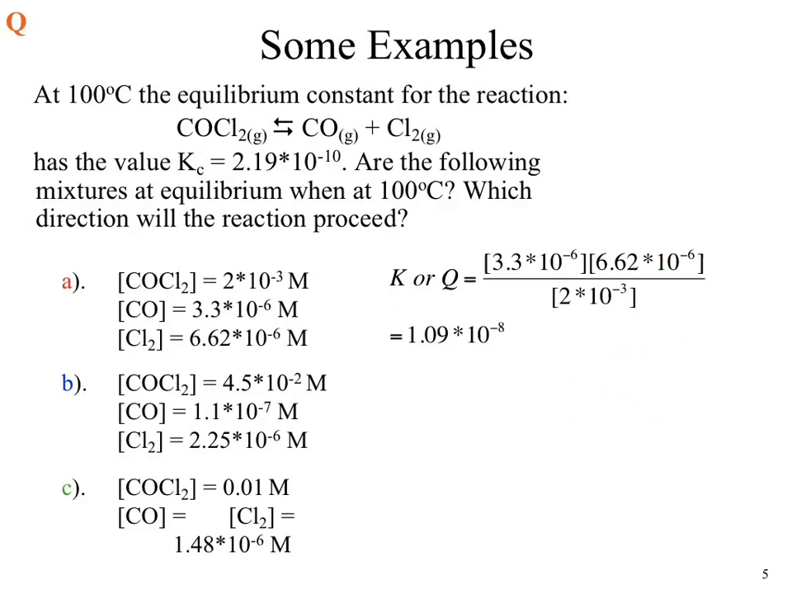So if I did this right, let's make sure. 3.3 times 10 to the minus 6 is our carbon monoxide. 6.62 times 10 to the minus 6 is our chlorine, divided by 2 times 10 to the third. And we should get a number out of that. Assuming I can type into the calculator correctly, we get this number. Everybody agree to get that number?